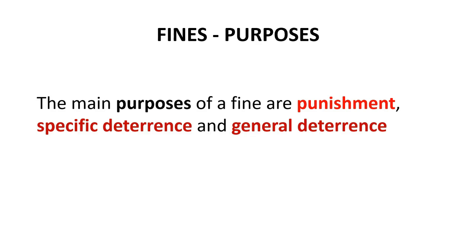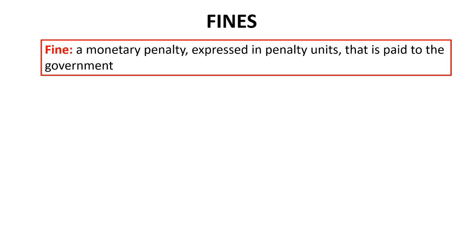To understand the effectiveness of fines in achieving these 3 purposes, as well as the other purposes of criminal sanctions, you first have to understand what a fine entails. A fine is a monetary penalty expressed in penalty units that is paid to the government. Look down the left-hand side of your vocabulary sheets, find the term fine and write this definition in there.